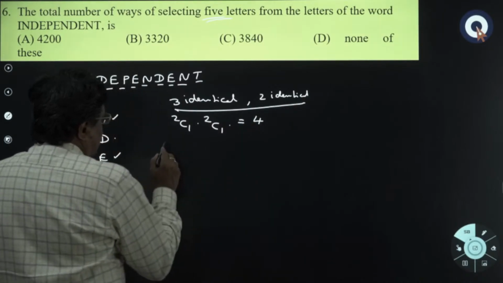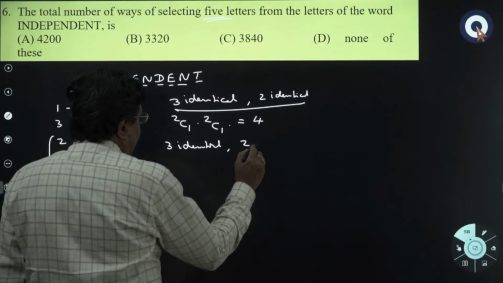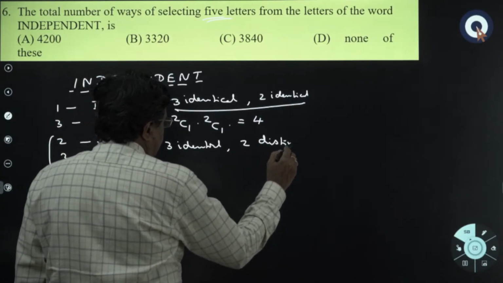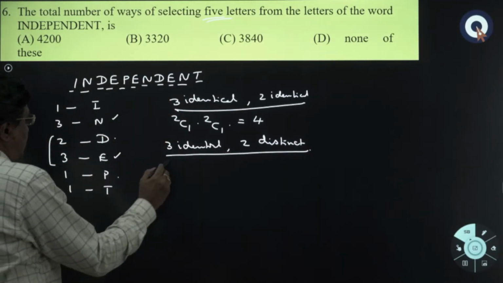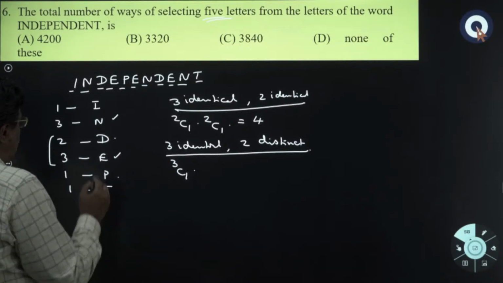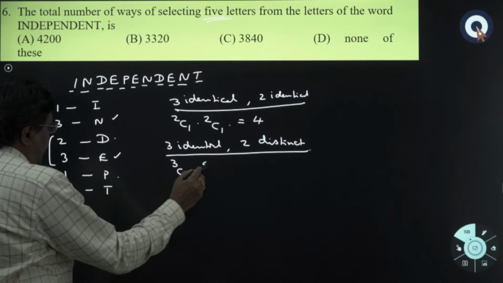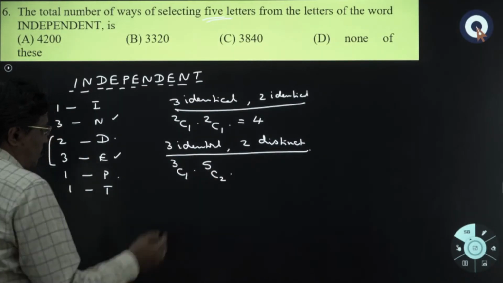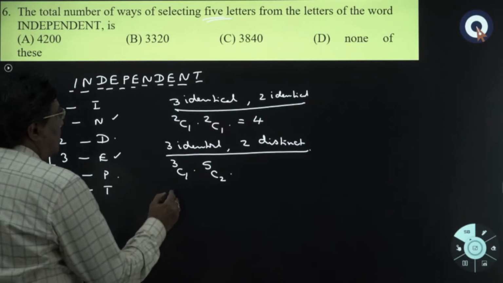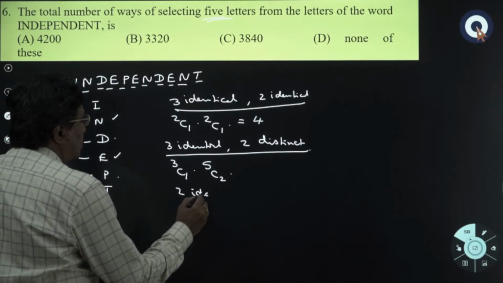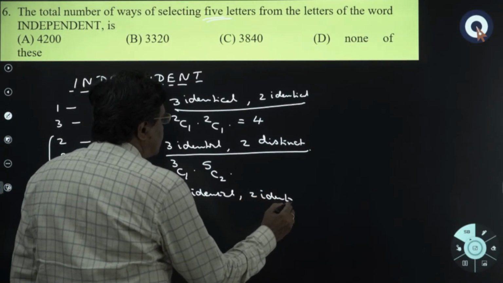Next, 3 identical, 2 distinct. So from these 2 varieties, you can take one variety and take 3 out of that. And when you do that, we are left with 5 more varieties. Out of 5 varieties, select any 2 varieties and take 1 each. So 3 identical, 2 distinct is fine. Next is 2 identical, 1 distinct.